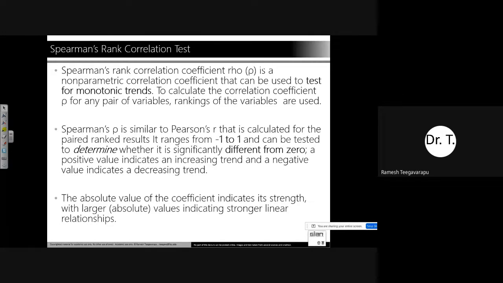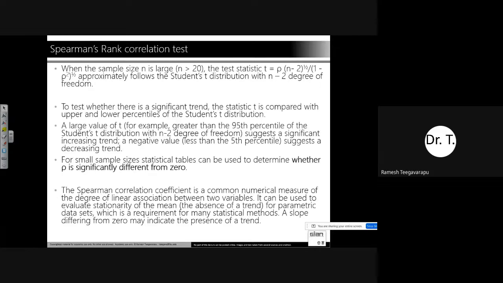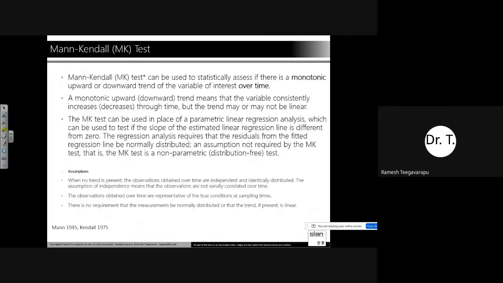It doesn't have to be linear. And you can look at the test based on the t distribution, and you can actually calculate the statistic and say whether the slope, or the correlation between the two quantities, the time and the variable, is different from 0 or not. If it is 0, that means there's no trend.